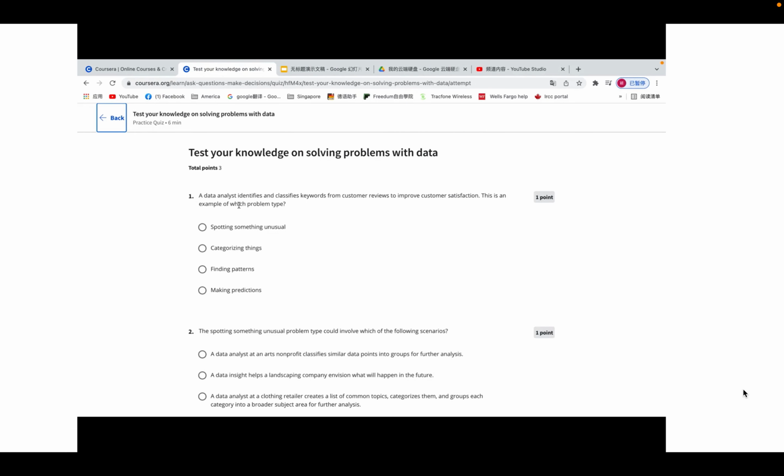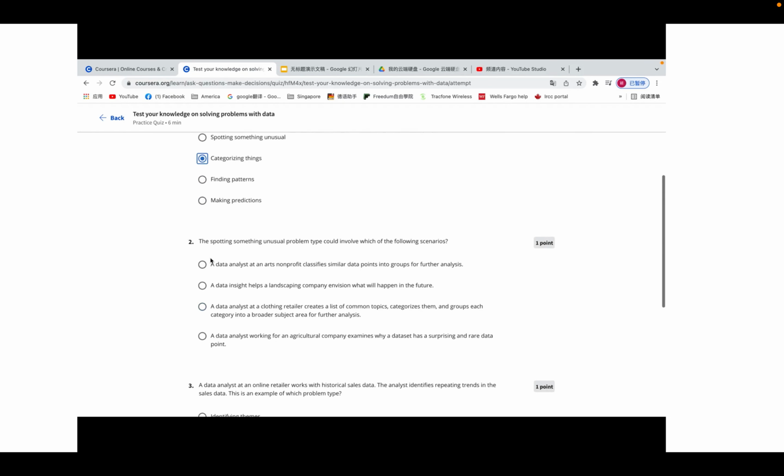Number one, a data analyst identifies and classifies keywords from customer reviews to improve customer satisfaction. This is an example of which problem type? Classifies means categorizing things. Number two, the spotting something unusual problem type could involve which of the following scenarios? A data analyst at an art nonprofit classifies. Nope. A data insight helps a landscape company envision what will happen in the future. Nope. A data analyst at a clothing retailer creates a list of common topics, categorize them. Nope.